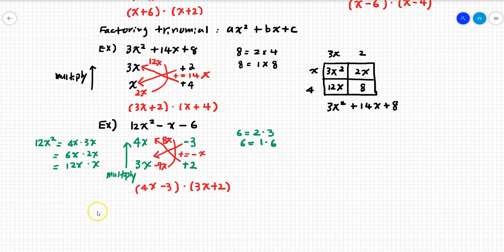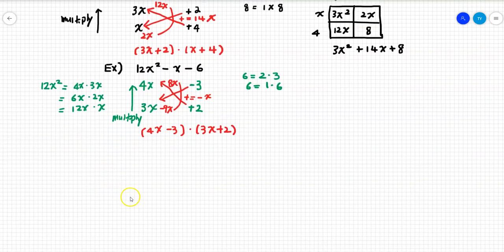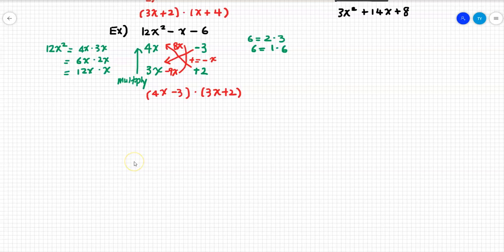So if the coefficient in the highest term is big, you're going to end up with many different combinations. So you guys are going to have to watch out for which combination is going to work and which one is not going to work.